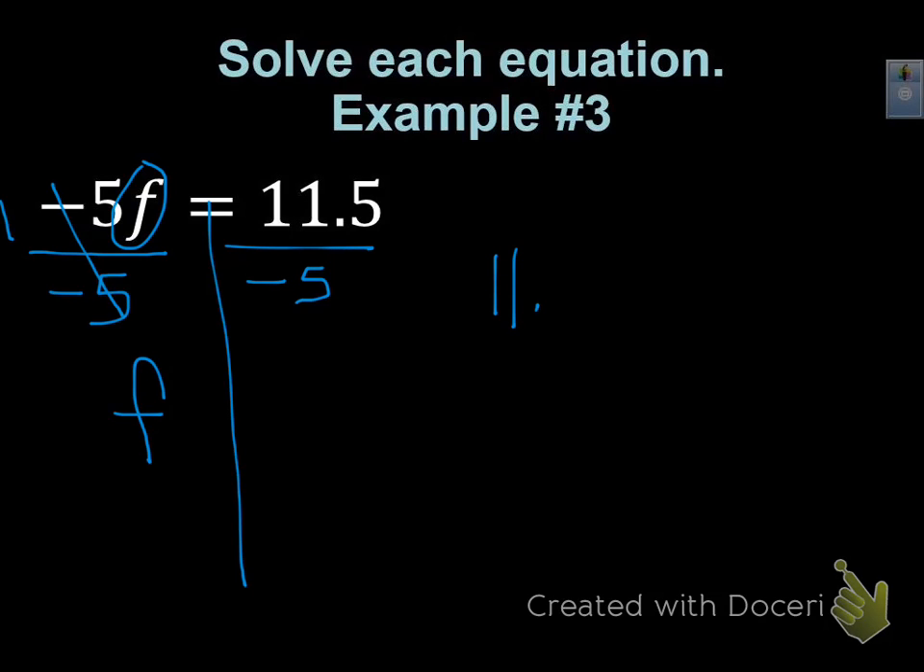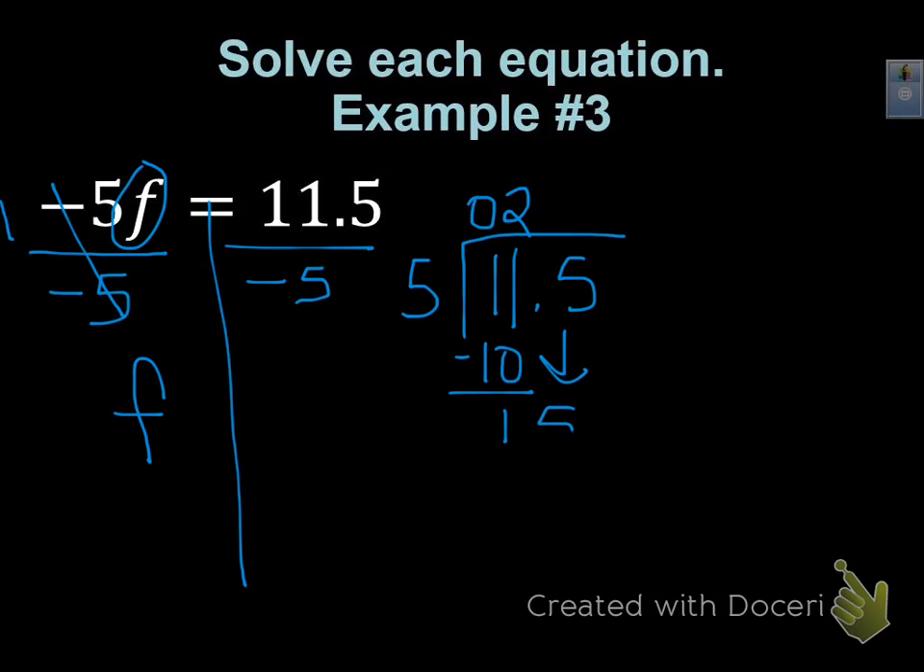11.5 divided by negative 5. I do not know that off the top of my head, so I'm going to write down my division problem and solve. 11.5 divided by 5. I know that 5 cannot go into 1, but that 5 can go into 11 2 times. 2 times 5 is 10. Subtract and I get 1. Bring down the 5. 5 into 15 is 3. 3 times 5 is 15, which brings me to 0.